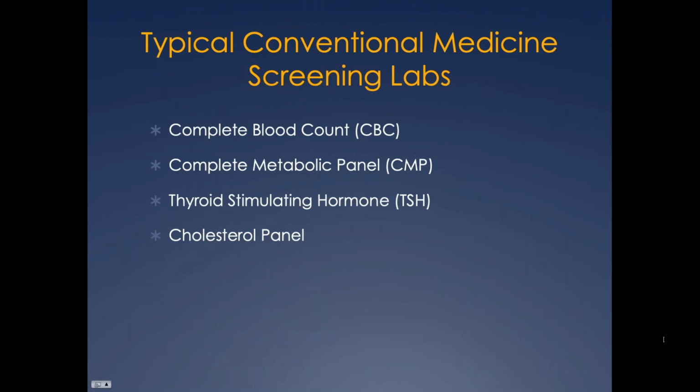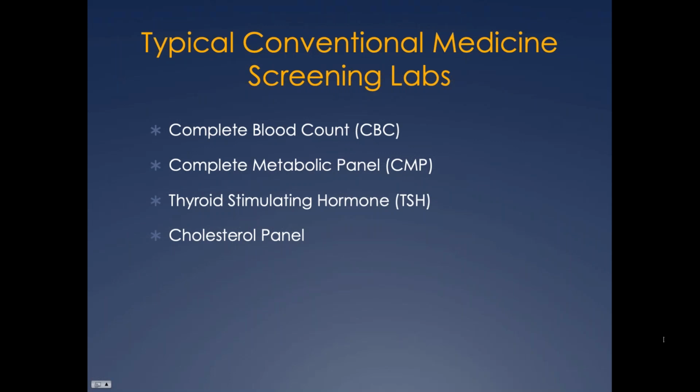We can think back as well, I mentioned this last week, to the idea of conventional medical practices and the idea of a screening lab. So if you go see your primary care doctor once a year just for a wellness check, they're going to order, for example, a complete blood count, a complete metabolic panel. They might check your thyroid or take a look at your cholesterol just to screen for, is anything amiss here that might need some further evaluation and/or treatment.